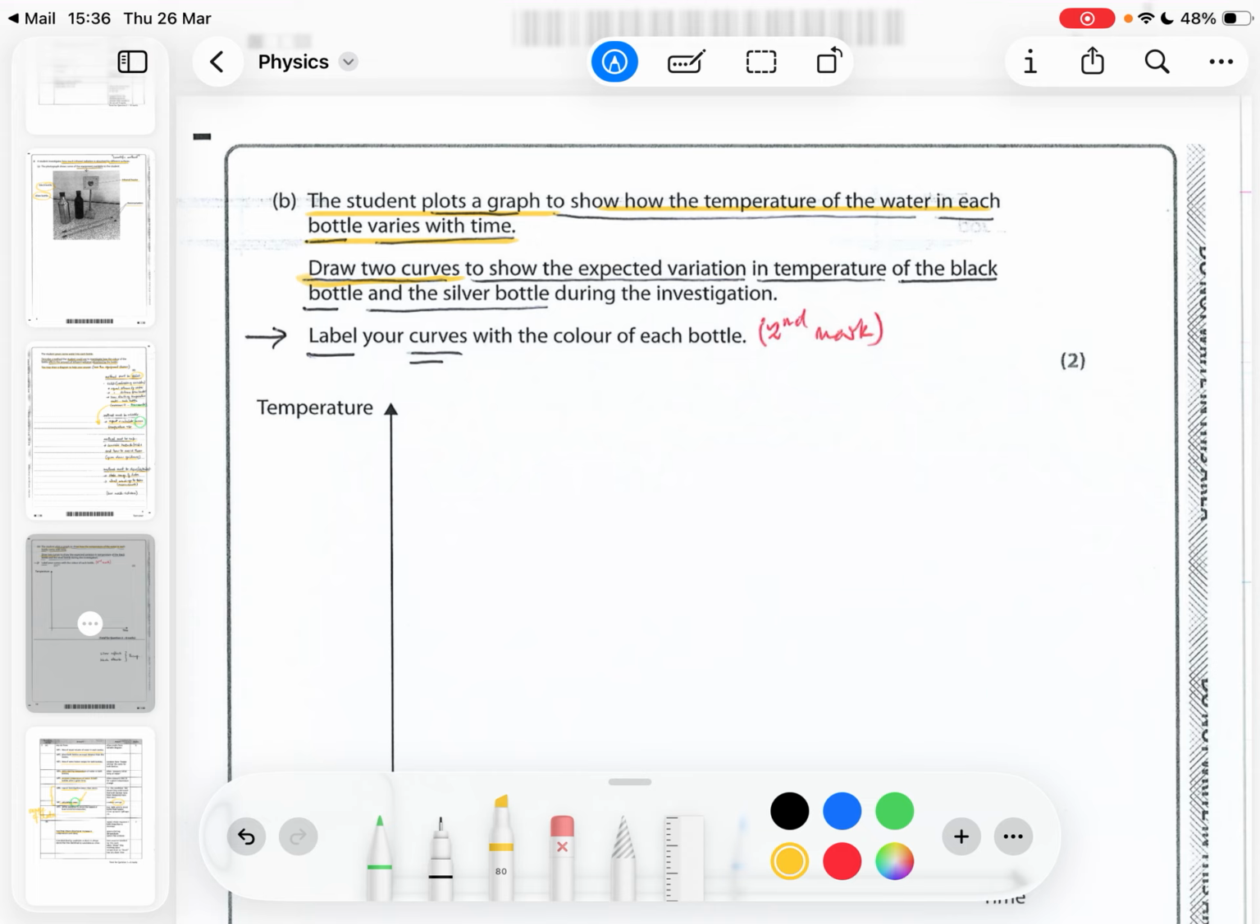So it's telling you you're going to have curves. Normally when you have heating and cooling, as the temperature increases, the rate of cooling changes. In this case, it's not able to heat up as fast at a high temperature as it is at a low temperature. To show the expected variation in temperature of the black bottle and the silver bottle. Okay? Label your curves, both of them, with the color of each bottle for the second mark.